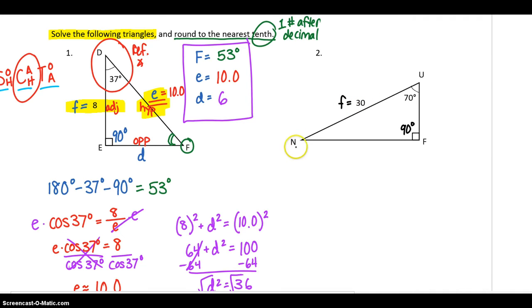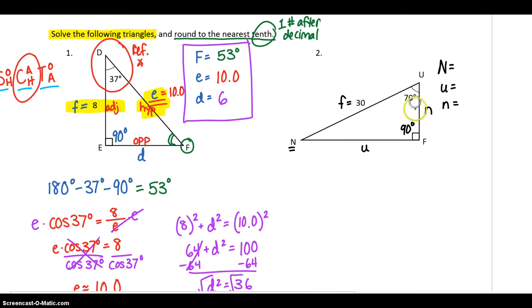Alright, that means we need to find angle N. We need to find the side across from U, so I'll call that little u, and the side across from N, so little n. Alright, so those are the three things that we're going to be trying to solve for. Let's start with our missing angle.